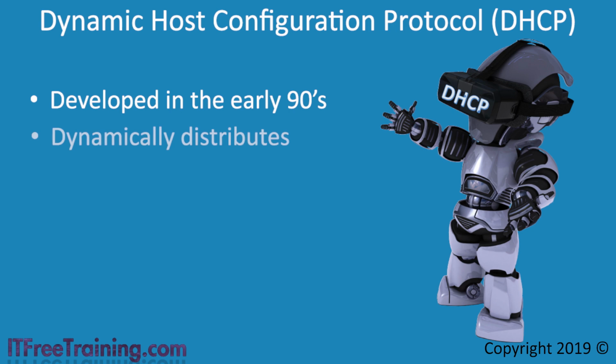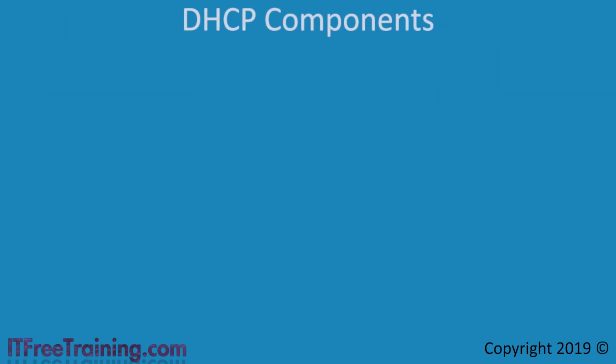It is designed to dynamically distribute network configuration. There were other methods designed before this, but they did not include all the features of DHCP. DHCP is now the standard for distributing network configuration. To understand how DHCP works, I will first look at the components that make up DHCP.